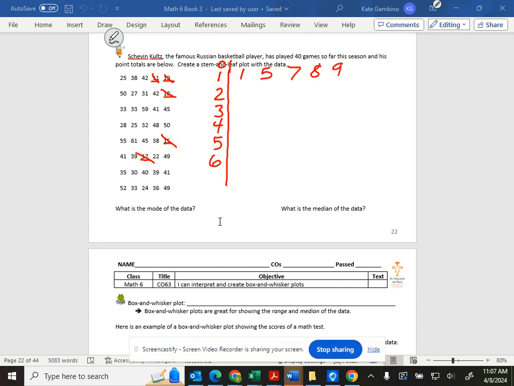I'm putting them in order. Because remember, this type of graph, we want it to be in order. So that's why I'm looking for the numbers that have that tens place. That's as my stem. So I had a 1 for my stem, so a 1 in the tens place. Next, I have a 2 as my stem, so I'm going to look for all of my 20s. I see a 2.